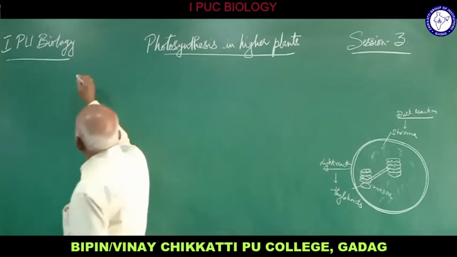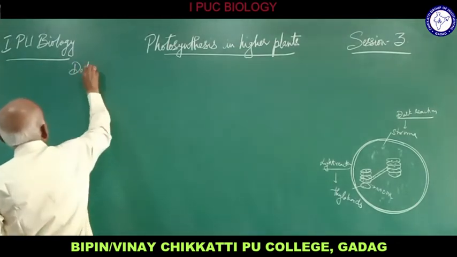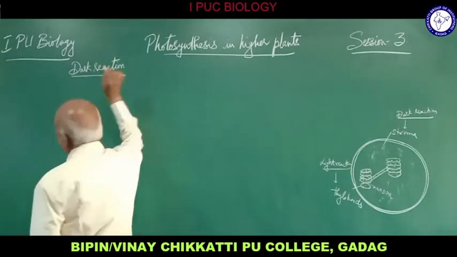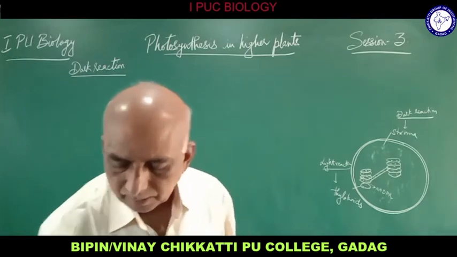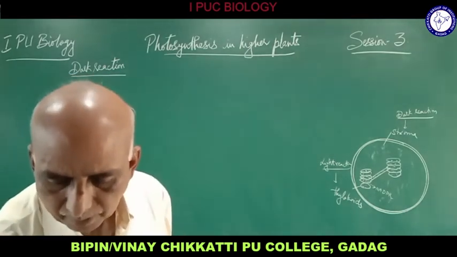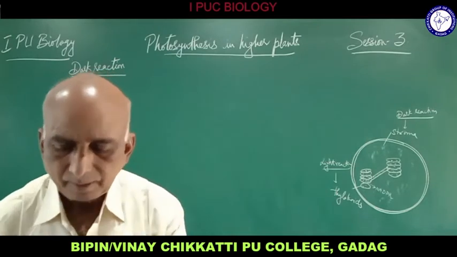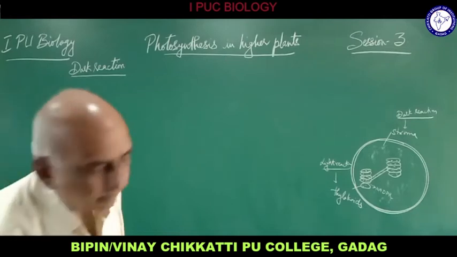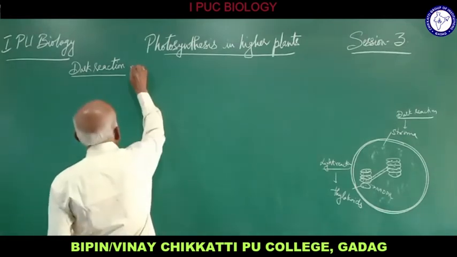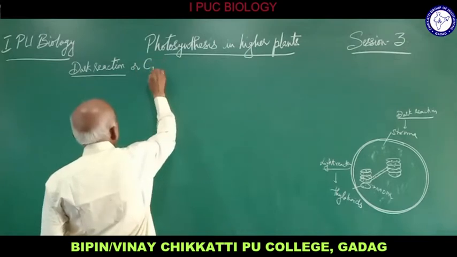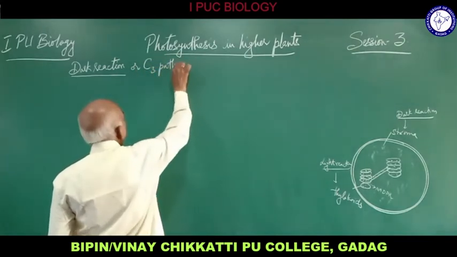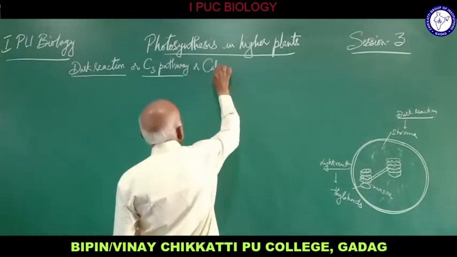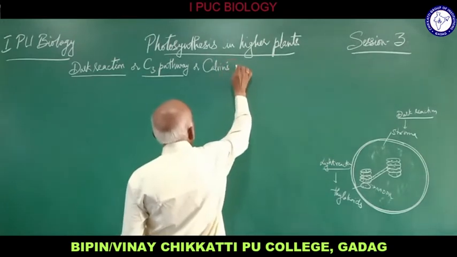Now what is this dark reaction? We shall see. What are the events of the dark reaction? The dark reaction takes place in the stroma of the chloroplast, and this dark reaction is also called the C3 pathway, or it is also called the Calvin cycle.